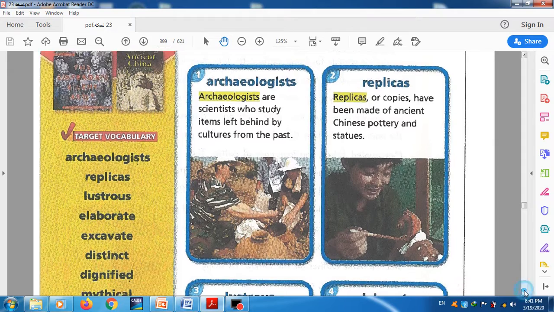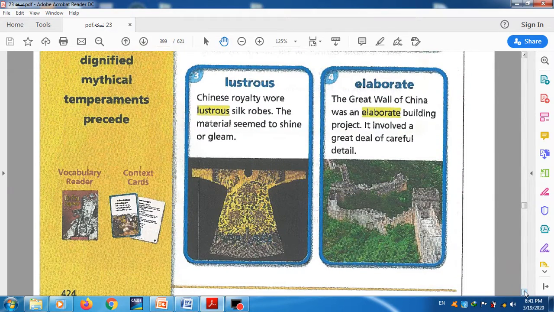Let's move to number 3 and 4. The word is lustrous. Let's read the example. Chinese royalty wore lustrous silk robes. The material seemed to shine or gleam. So it's from shine, gleam. Lustrous is an adjective, so it means shiny. Good. You can write it down: S-H-I-N-Y. Lustrous means shiny.